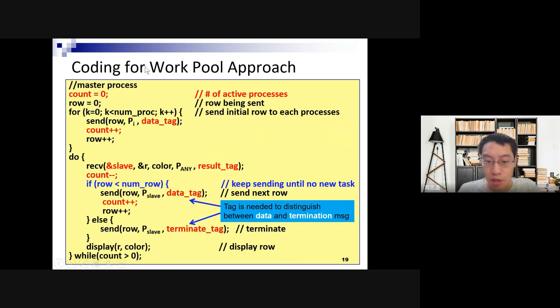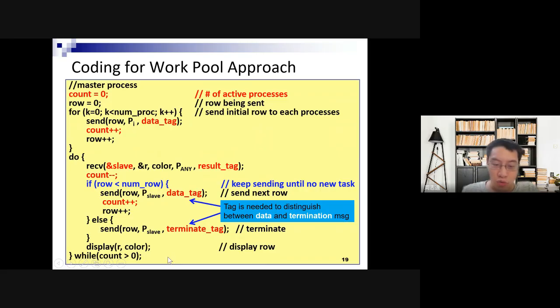Let's have a quick look at this pseudocode before we have the break. Okay, the class break. So as showing over here, we have this row number indicating the task. So the number indicates which row the worker process needs to compute. And for the master process, of course, as we described, the first step is just to send an initial task to each of the worker processes, right?